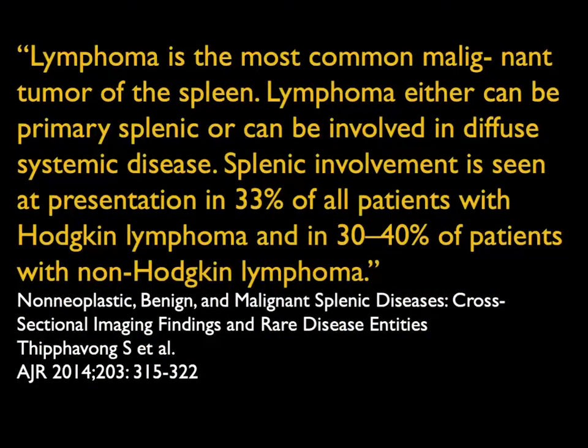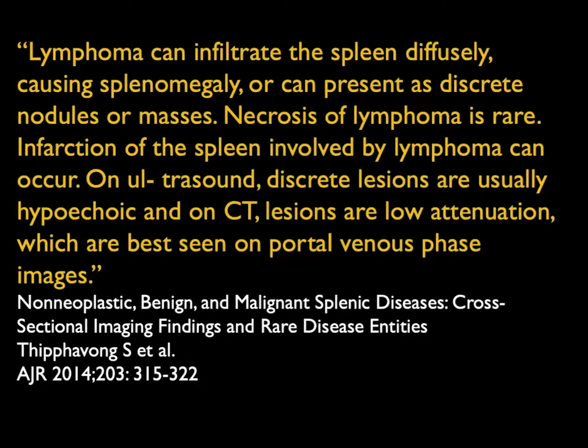Now, lymphoma is the most common malignant tumor of the spleen, primary malignant tumor, that is. It can be primary or diffuse. Splenic involvement is seen at presentation in about a third of all patients with Hodgkin's lymphoma and up to 40% of patients with non-Hodgkin's lymphoma. Lymphoma can infiltrate the spleen diffusely or can present as discrete nodules. Necrosis of lymphoma is rare. Again, discrete lesions, one of the more common appearances. You can occasionally see infarction due to lymphoma, though that's fairly uncommon.